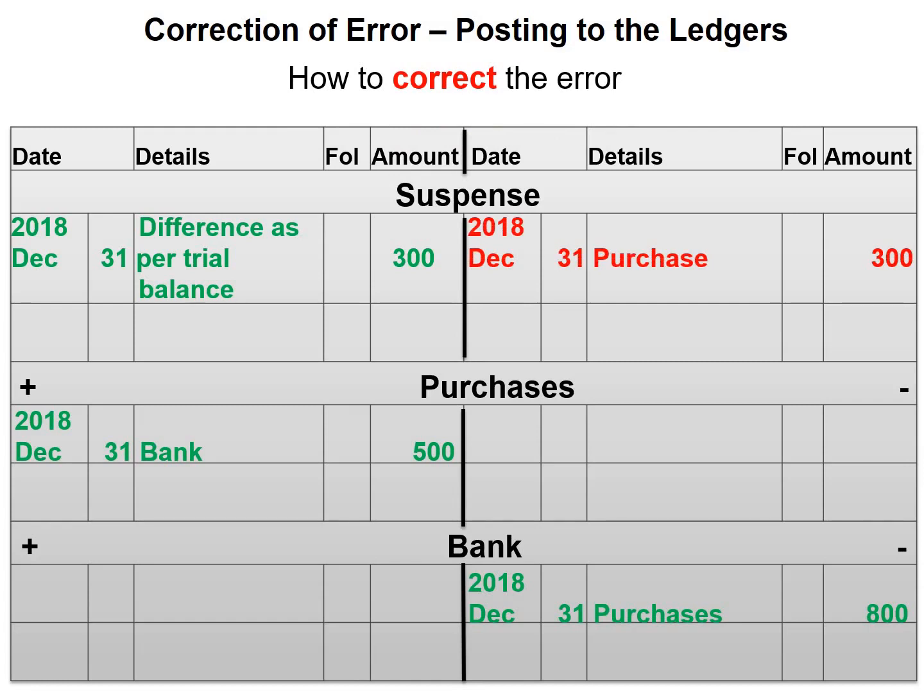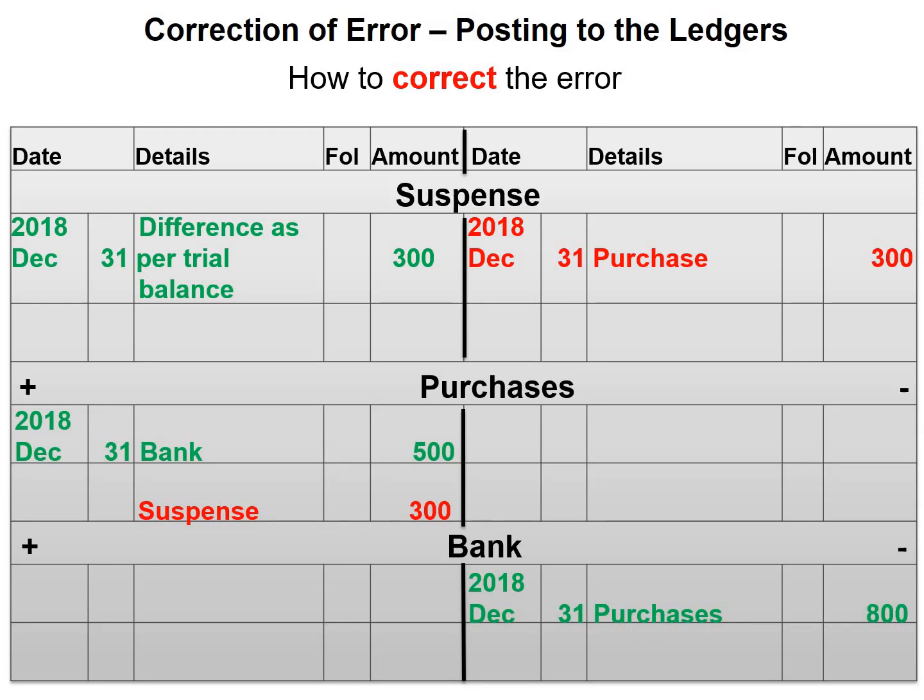We would credit our suspense account just like we did in our general journal, so that the balance of the suspense account is 0, and then we would debit our purchases account so that the balance of our purchases account will be 800, which is the amount it should be, because 800 also reflects on the credit side of our bank account. And purchases is an expense, and our expense increases on the debit side.